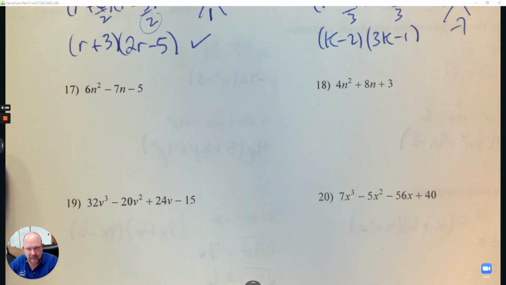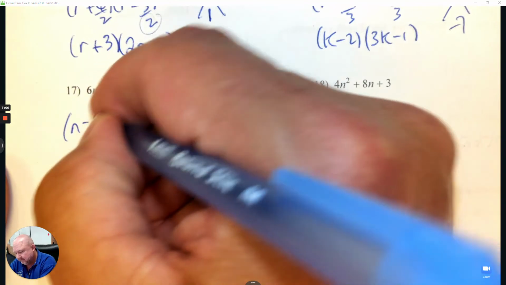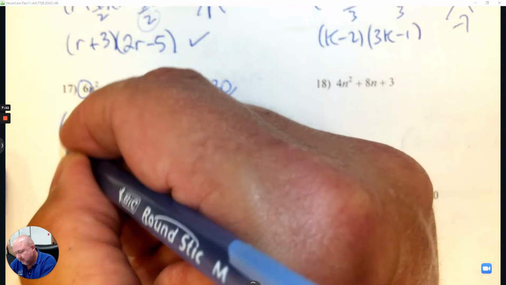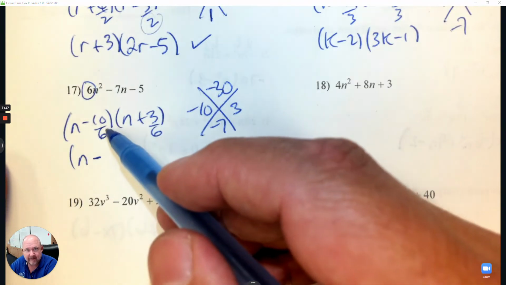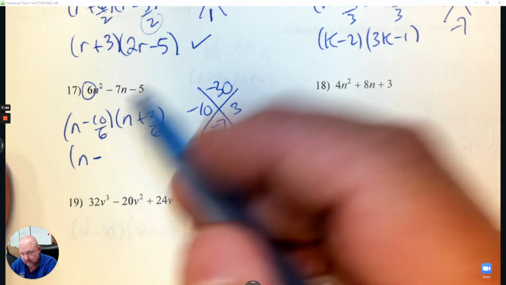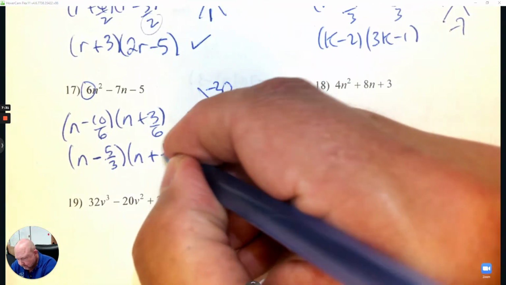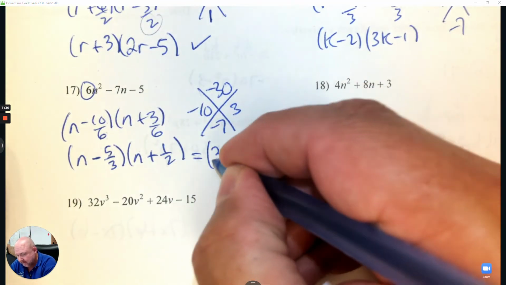Number 17, press pause and try it. So the two numbers are negative 10 and 3. Then divide by 6. Now these need to be written in lowest terms. So 10 over 6 is a fraction. They don't divide evenly. What number goes into 10 and goes into 6? We can divide it. So that's 2. So 10 divided by 2 and 6 divided by 2. What number goes into 3 and 6? It's 3. 3 divided by 3, 6 divided by 3. Now I can slide the denominator in front.